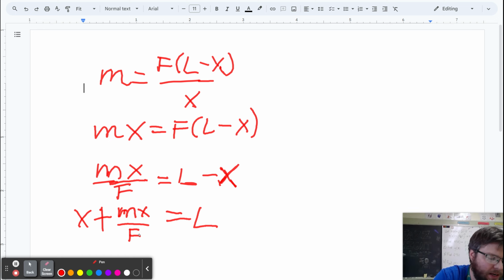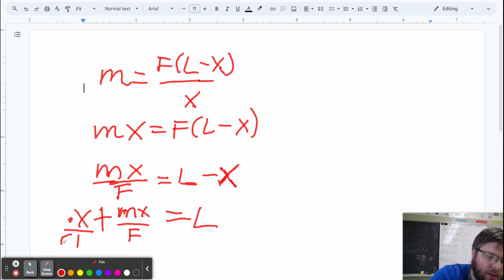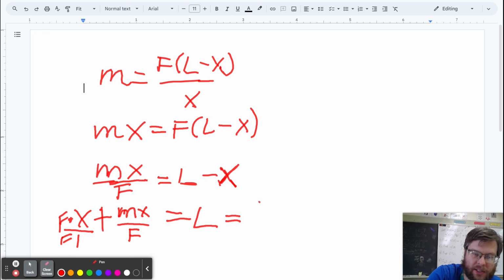If you want to make it match the answers that they have written down, you can make a common denominator by turning x into x over 1, and you multiply top and bottom by f over f, just like I did on the last problem. So that tells me that L is actually equal to fx plus mx over f.